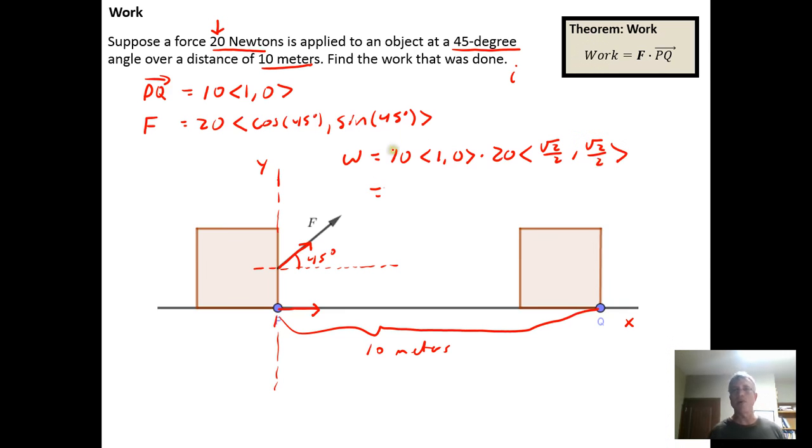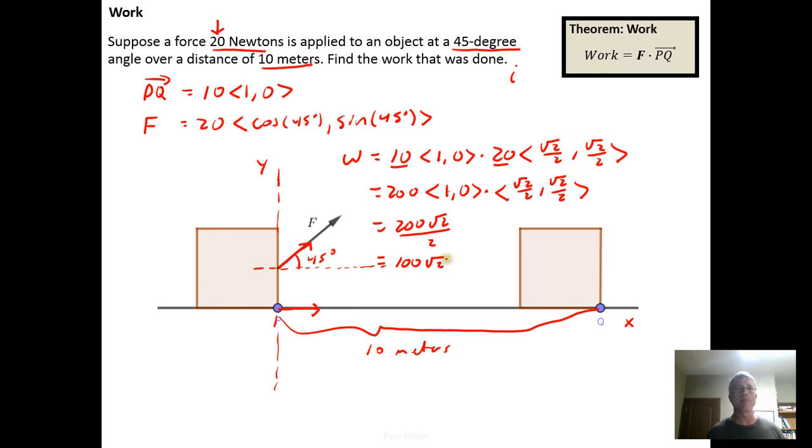And we can use now the properties of dot products to actually pull the 20 out front and multiply it by the 10. So the scalars can be multiplied to get the 200 times. And then the vector we have is here is the vector 1, 0. And we're going to be dotting that with the vector root 2 over 2, comma root 2 over 2. And when we take this dot product, we get 1 times root 2 over 2 plus 0 times root 2 over 2. It's just going to be 200 times the square root of 2 over 2, which simplifies to 100 times the square root of 2.